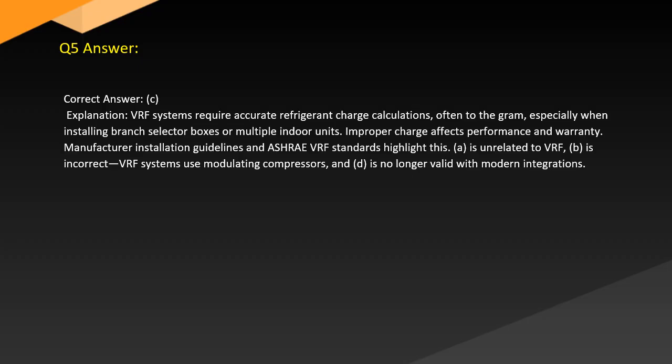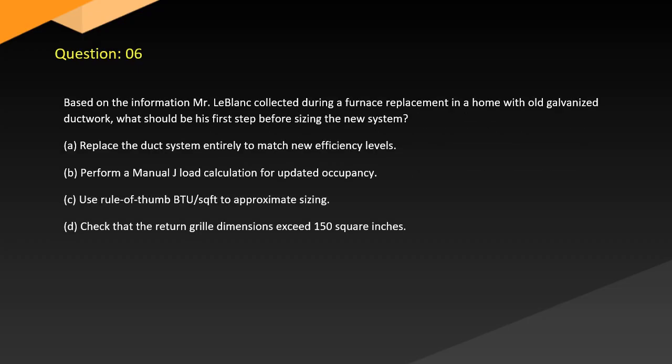Answer. Correct answer: C. Explanation. VRF systems require accurate refrigerant charge calculations, often to the gram, especially when installing branch selector boxes or multiple indoor units. Improper charge affects performance and warranty. Manufacturer installation guidelines and ASHRAE VRF standards highlight this. A is unrelated to VRF. B is incorrect; VRF systems use modulating compressors. D is no longer valid with modern integrations.